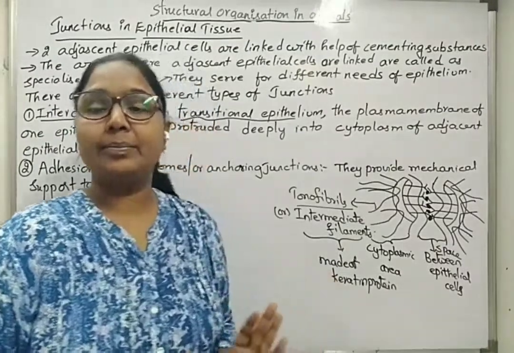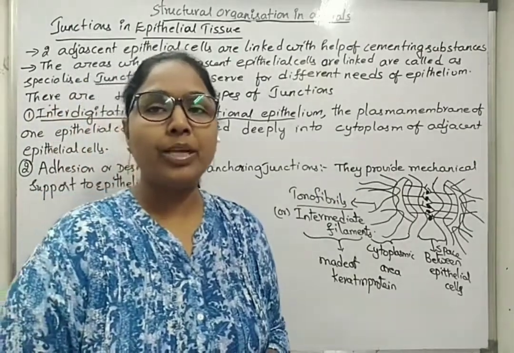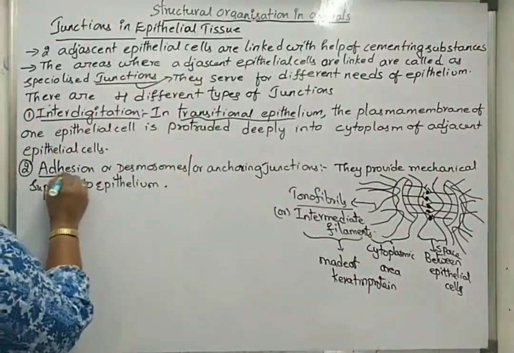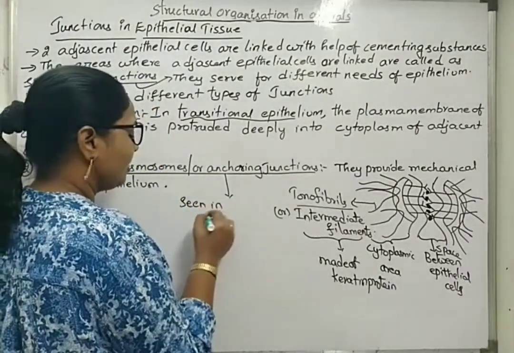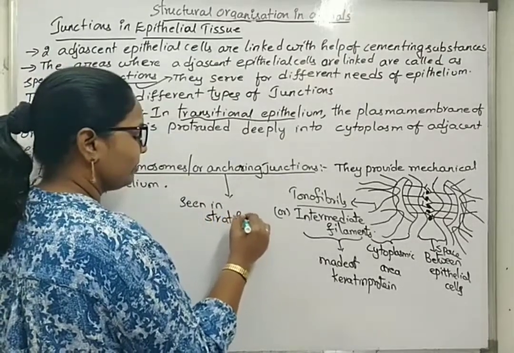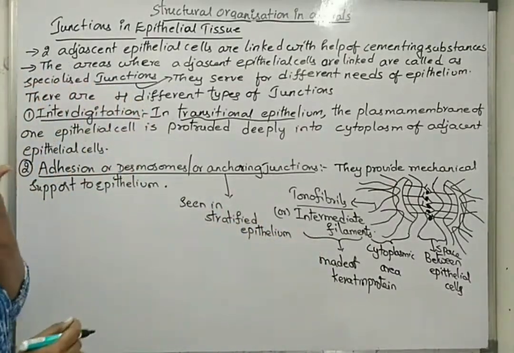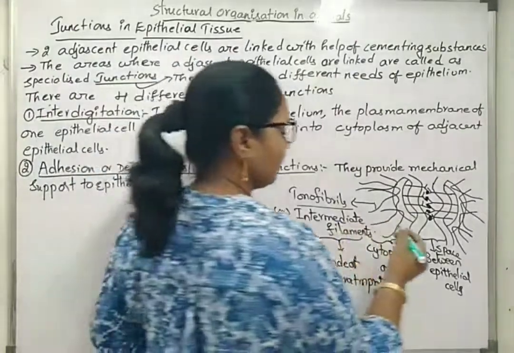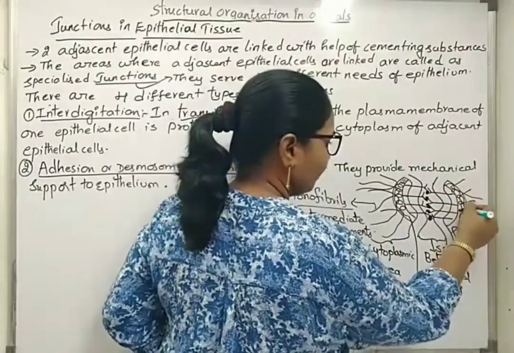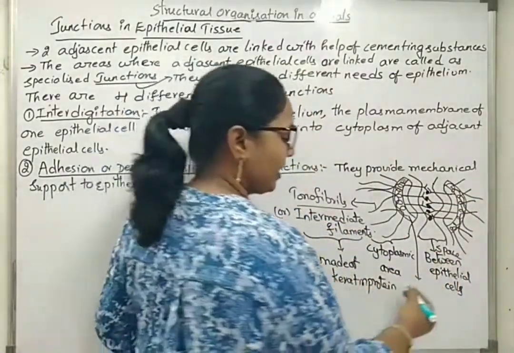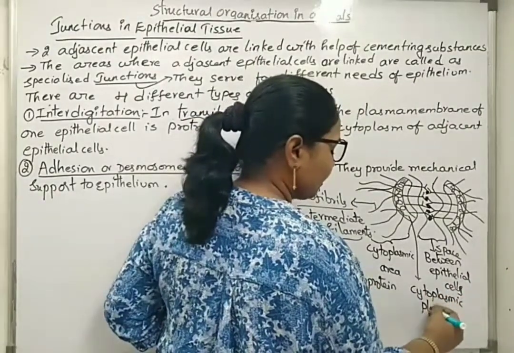Now, stratified epithelium means many number of layers in the epithelium. We can also give a term like compound epithelium. So, these adhesions or desmosomes or anchoring junctions are seen in stratified epithelium. This area, where tonofibrils are arranged, is called cytoplasmic plaques.